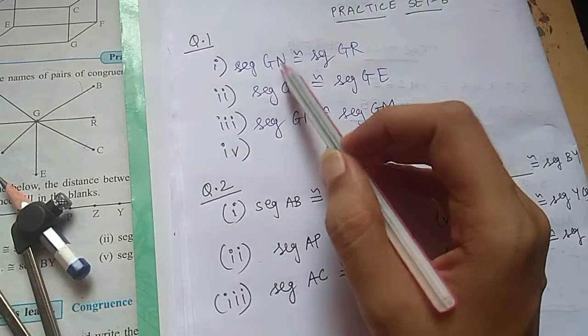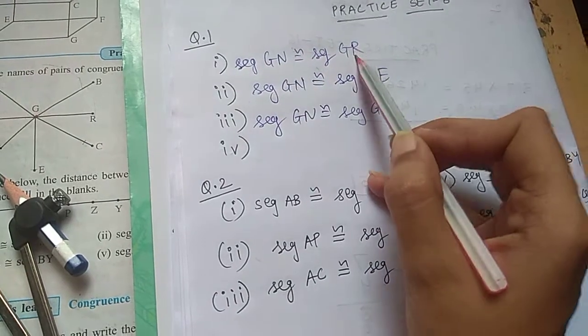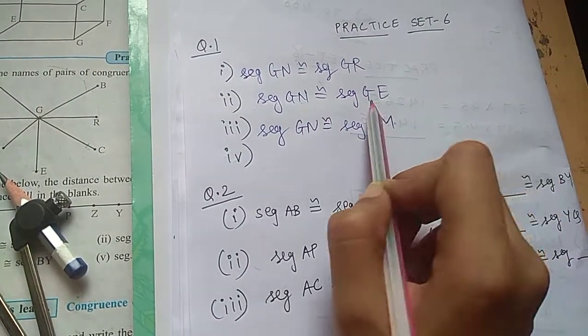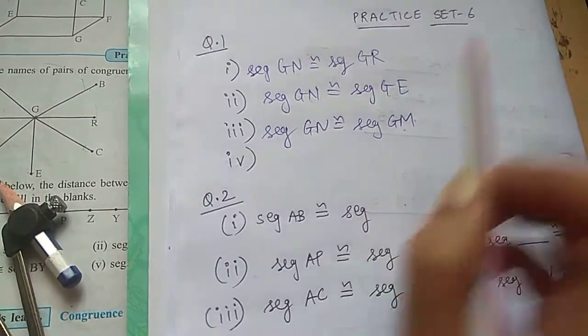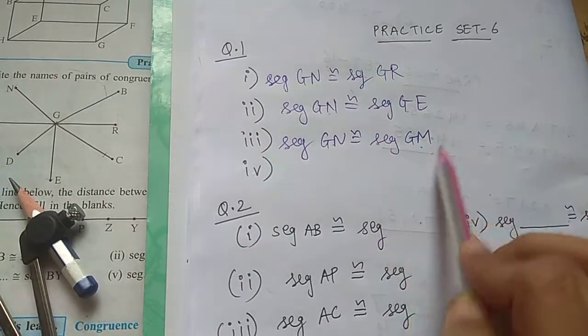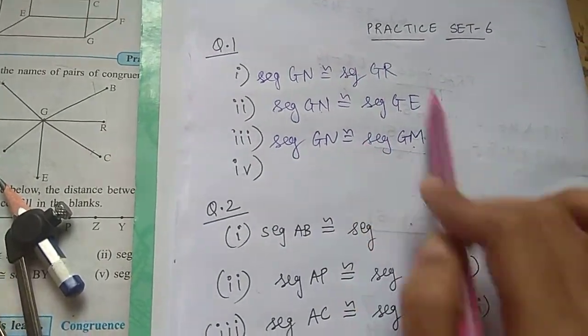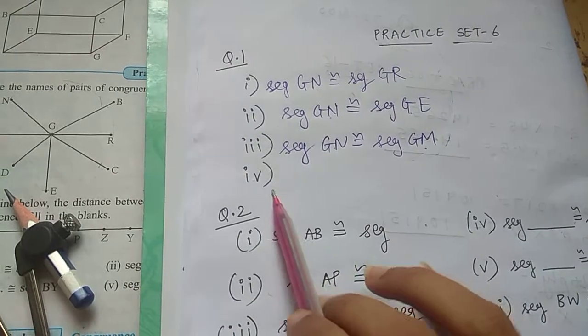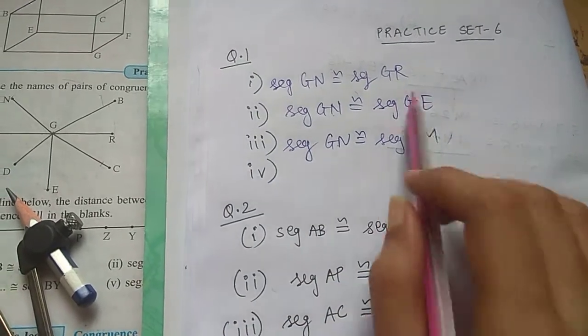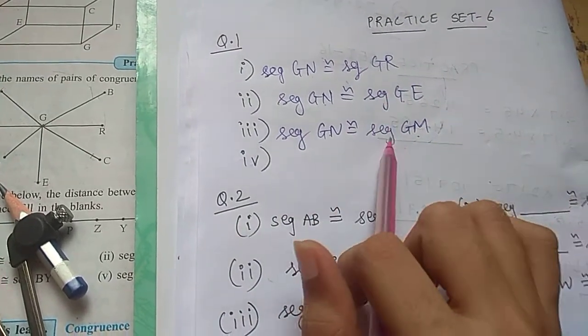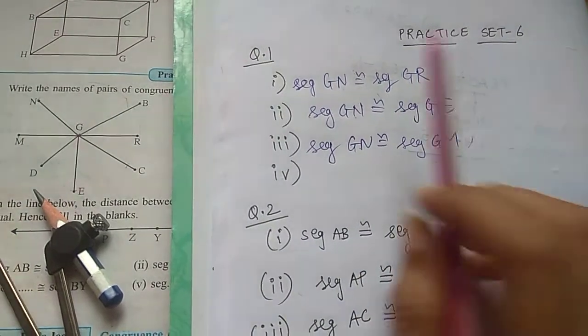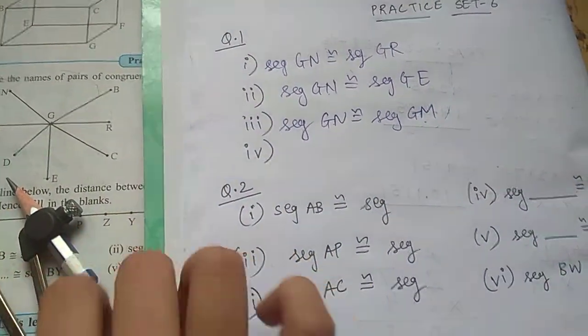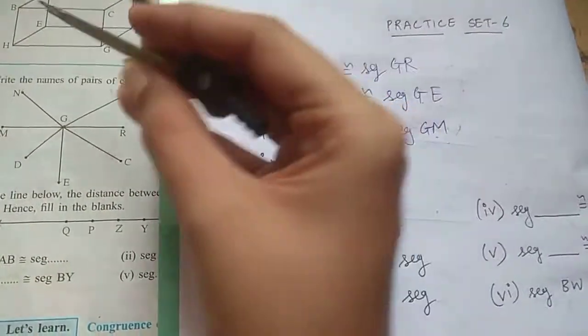Now since GN and GR are equal, GN and GE are equal, GN and GM are equal, eventually these three segments are also equal to one another. So this fourth congruent segment you can write out of these three. But I am going to select another one. Let us see if there is any other congruent segment.